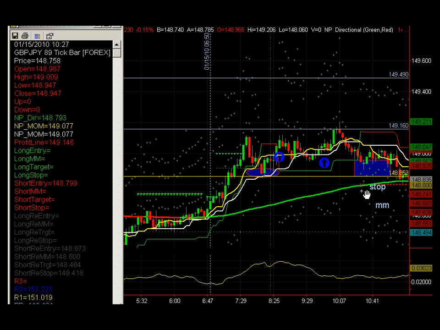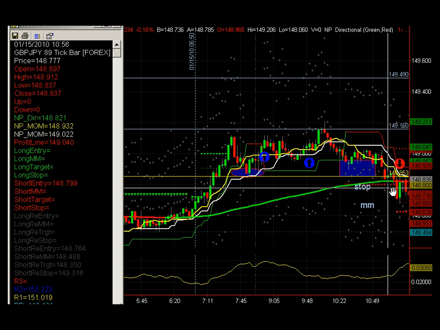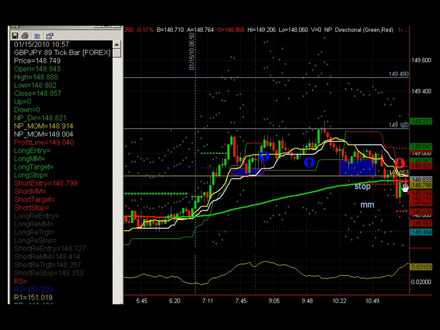Now the early exit stop was based on our incremental value. We take that away from the low of that candle. So we had 5 pips, so we took that away, and that gave us a value of 148.85, and we just got stopped out there. So that trade went out.